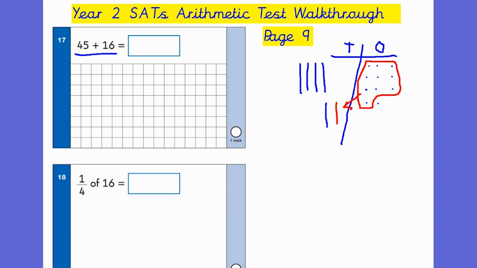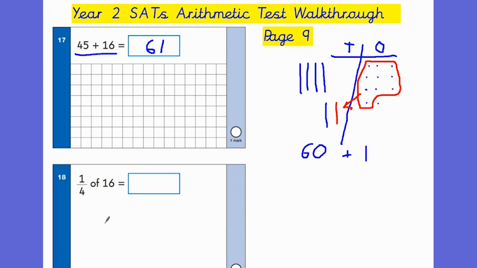However, we are left with 1 in the ones column. So 10, 20, 30, 40, 50, 60. And then we've got 1 over here. Don't forget that. That 1 was left over, leaving us with a final answer of 61.